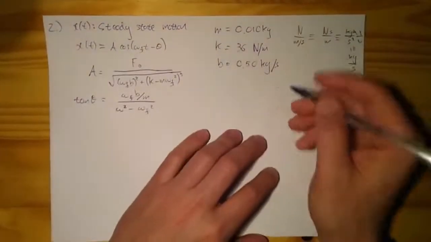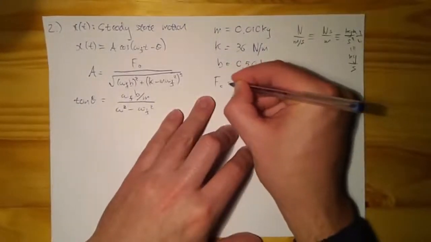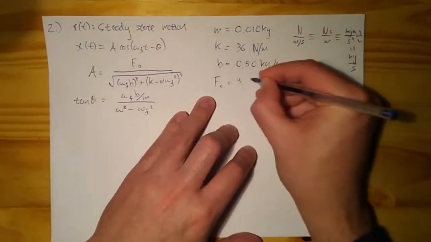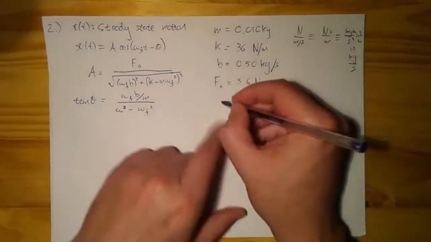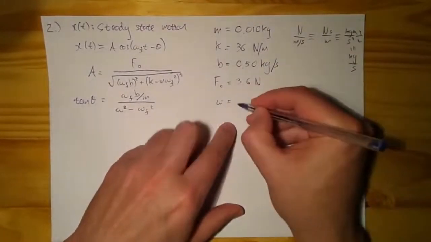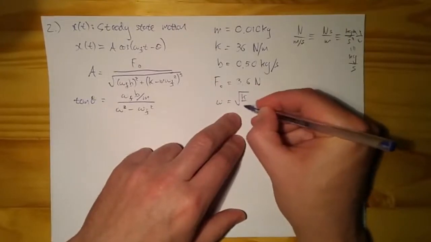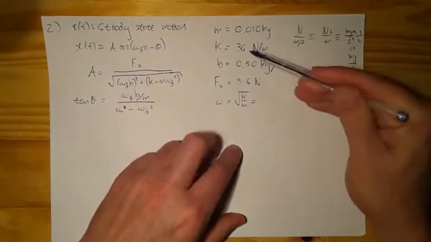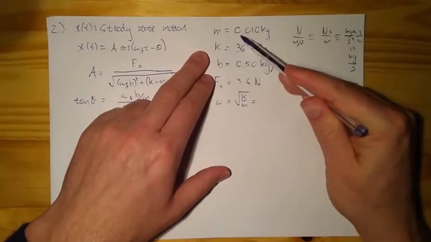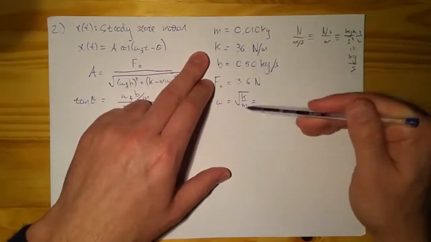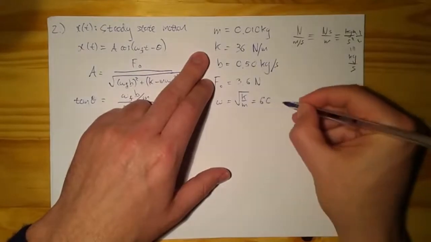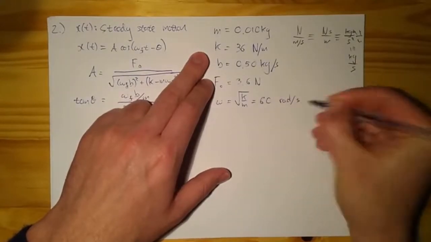What else are we given? The force amplitude of that external harmonic force, 3.6 newtons. Its frequency, well, that is different for part A and part B. We're going to use omega, so let's see what that is. K over m. 36 divided by 1 over 100 is 3,600. And the square root of 3,600 is just 60. And the units of this, of course, are radians per second.